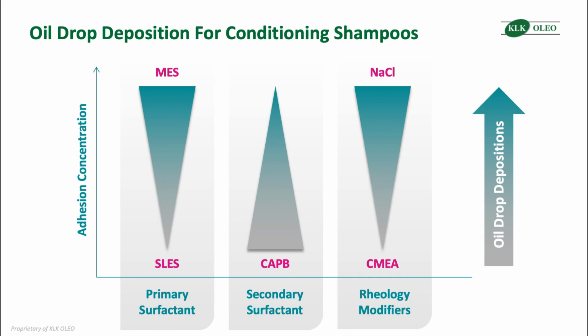In terms of rheology modifiers, CMEA suppresses oil drop deposition, while sodium chloride enhances oil drop deposition. Sodium chloride is significantly cheaper than CMEA. By using MES with sodium chloride, formulators can achieve two things at the same time. They can deliver more conditioning effect while reducing the overall cost of the formulation.